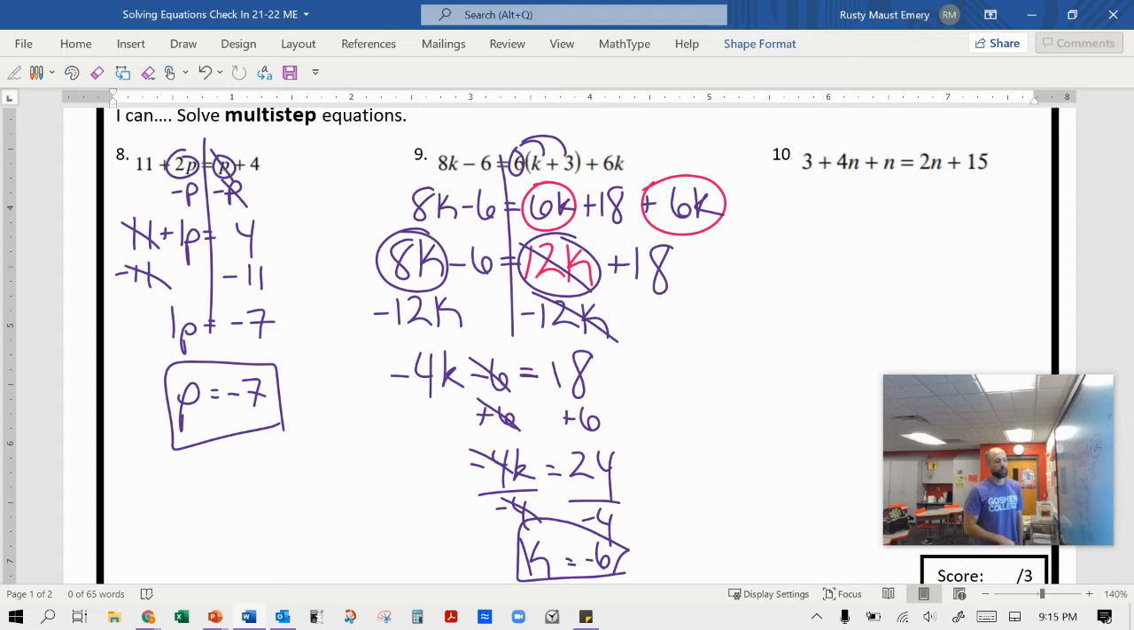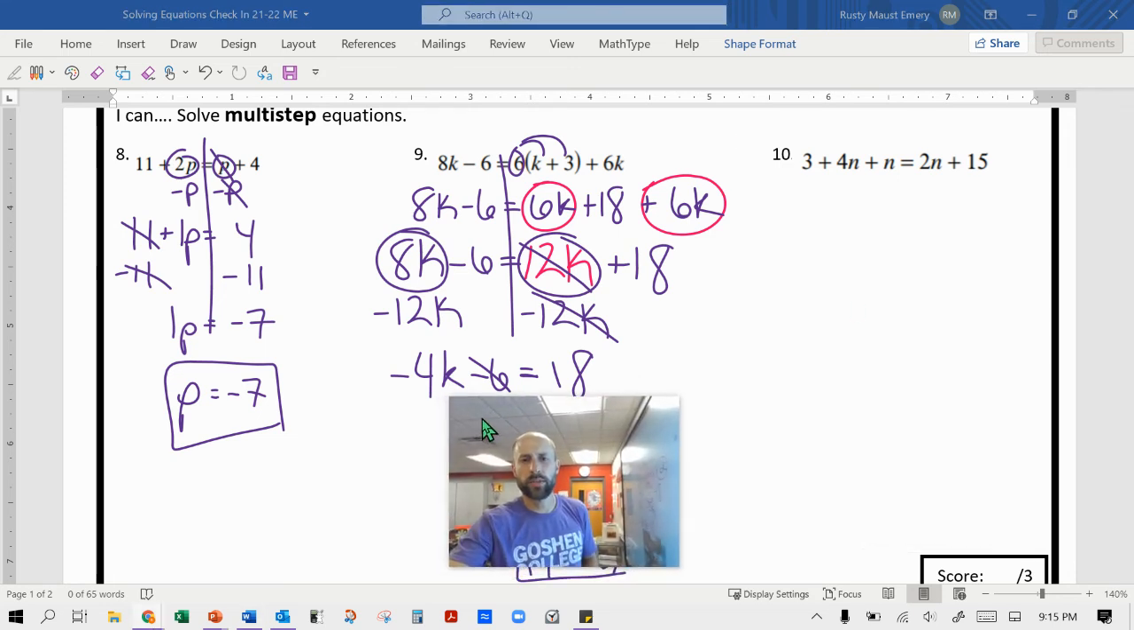Okay, and there it is, k equals negative 6. All right, number 10, let's check this one out. Number 10, again, going through our steps here. Parentheses, no. Like terms, combine like terms.